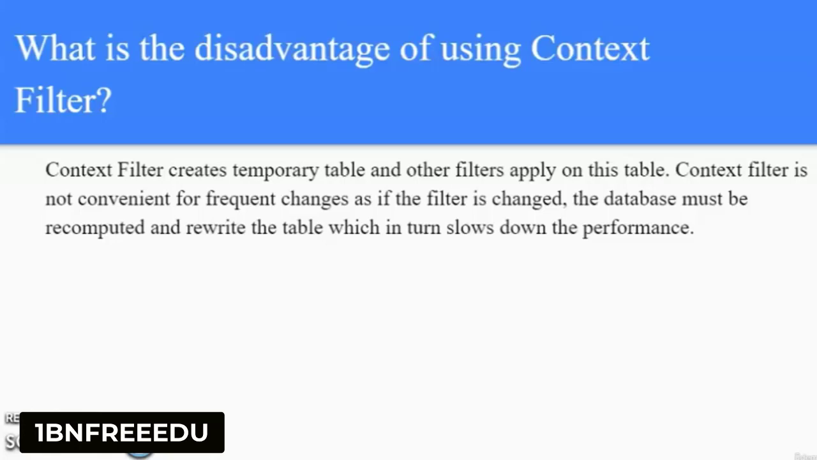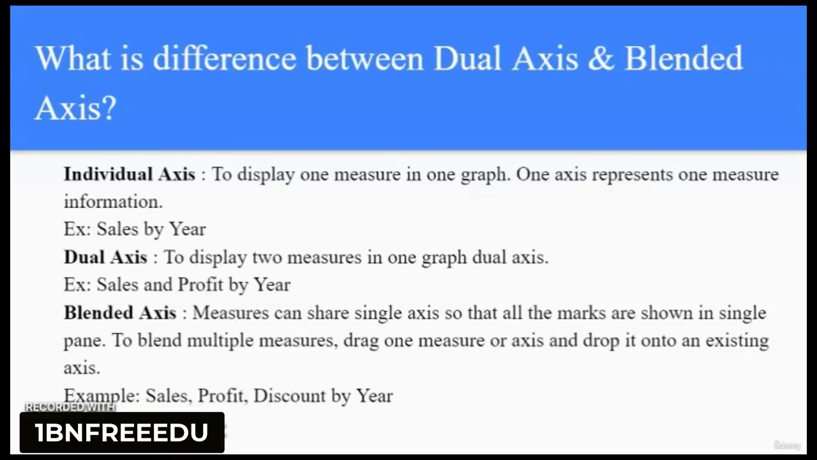So context filter creates a temporary table. So every time in the database, this table must be recomputed and rewritten, which slows down the performance. Next question, what is the difference between dual axis and blended axis? So we'll see individual axis, dual axis and blended axis in Tableau.